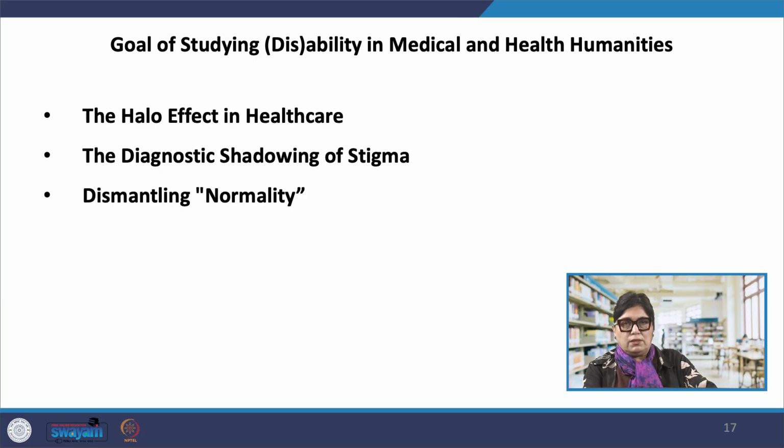Dismantling normality. By breaking down this binary, health humanities work to untangle the historical knot connecting a body's shape to a soul's value, advocating for a medical framework that treats bodily diversity as a natural human variance rather than a moral failure.